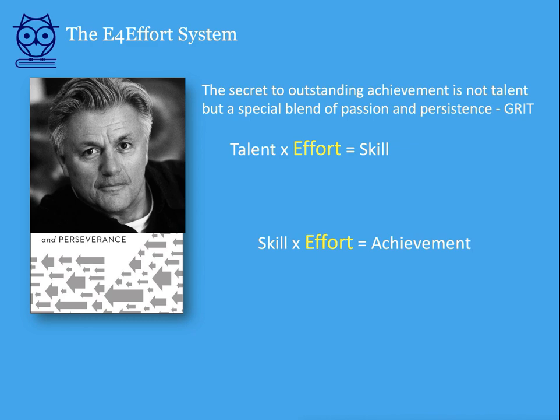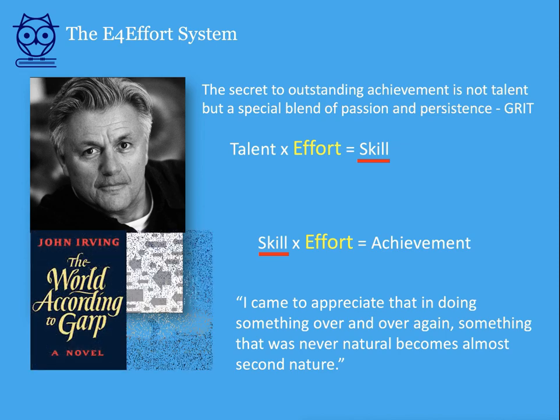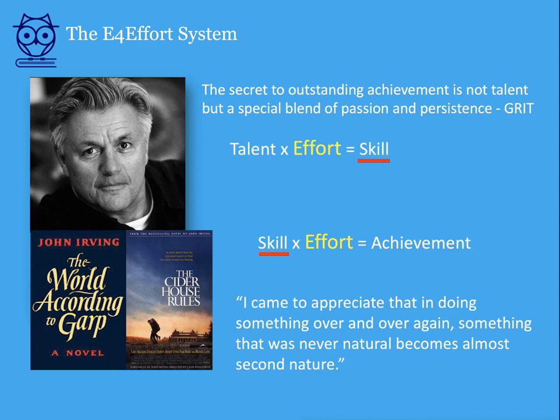But through persistence, he built up his writing skills and then used his writing skills to write stories. His tenacity towards rewriting original story drafts was key to his later success. He is quoted in the book as saying, "I came to appreciate that in doing something over and over again, something that was never natural becomes almost second nature." John Irving has published over a dozen books, 5 of which were adapted to film.